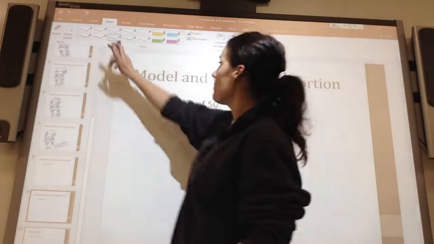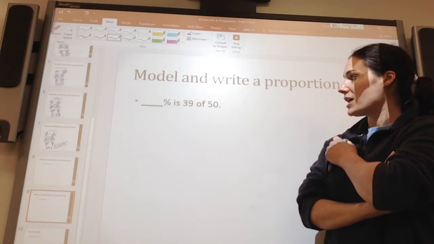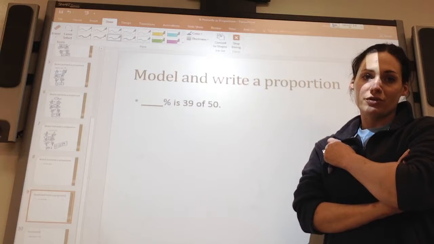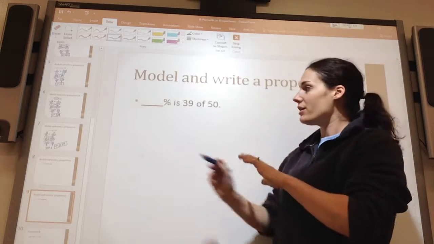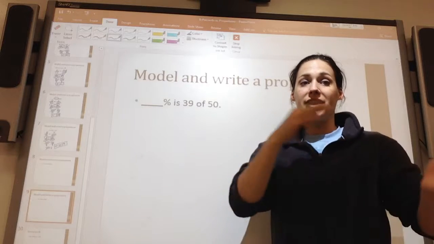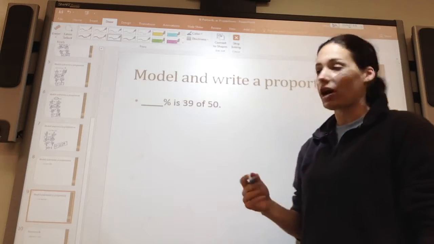Let's look at this one, only because the wording is a little bit different, the way that it's written. So it says blank percent is 39 of 50. So if you look back at our last examples, the words are switched around. It was usually percent of blank is blank, and the words were of and then is. And this time it's backwards, so you got to be careful that you write your proportion correctly.